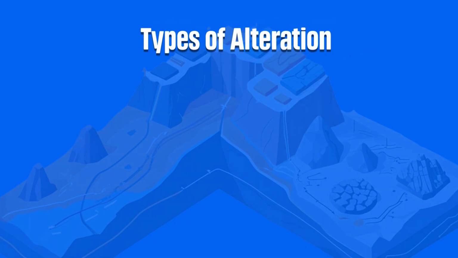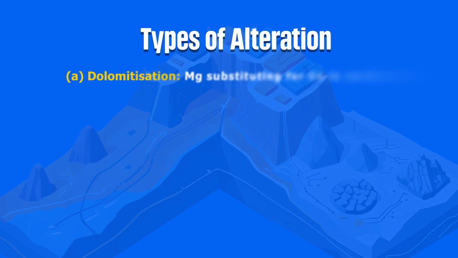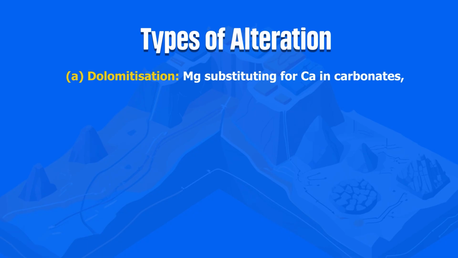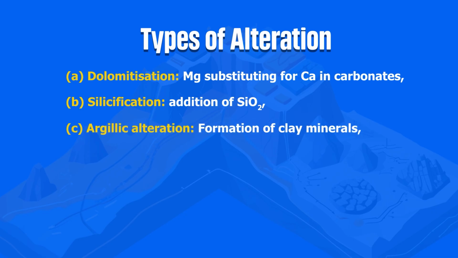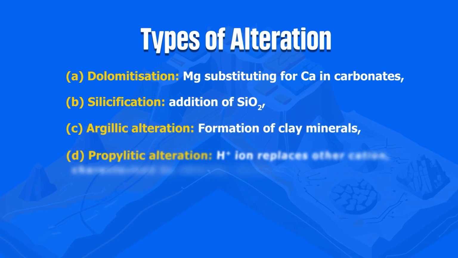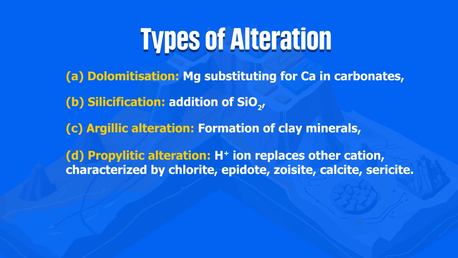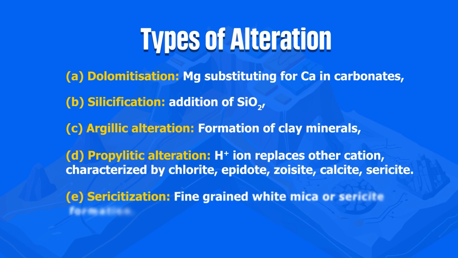Five types of alteration are taking place in this case. Dolomitization, Mg substituting for calcium in carbonates; silicification, adding of SiO2; argillic alteration, formation of clay minerals; propylitic alteration, where hydrogen ion replaces other cations, characterized by chlorite, epidote, zoisite, calcite, sericite. And E is the sericitization. In this case, fine-grained white mica or sericite is forming.